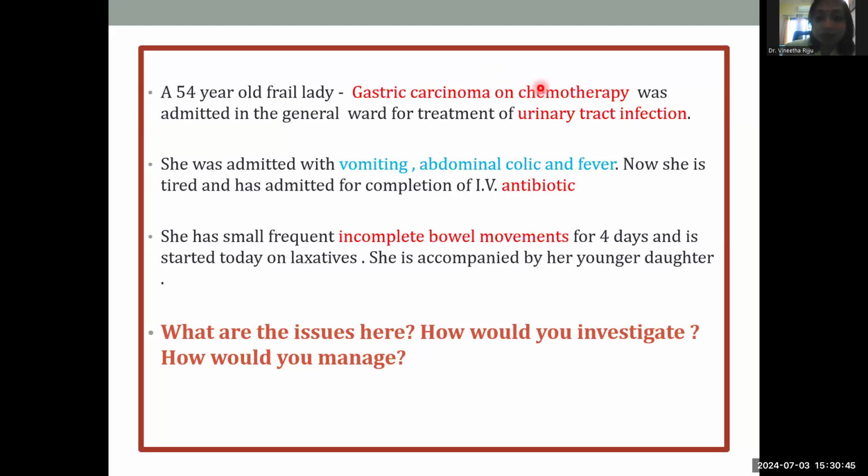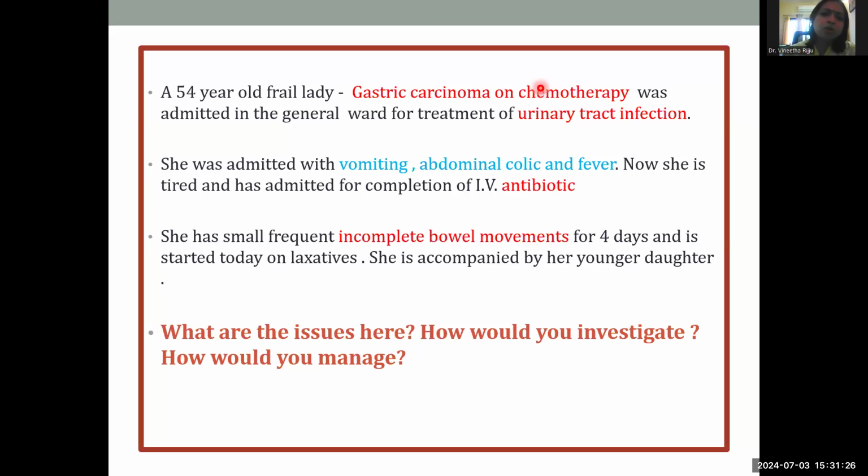Maybe because of the several drugs that she's put on. Okay, for her abdominal colic, what if she was put on hyoscine butyl bromide? So we do not know what could be. It could also be the anti-secretories, which have anticholinergic effects, causing constipation and things like that. So what are the issues here? I have highlighted them in red and blue. And how would you investigate? Okay, well, you can do a digital rectal examination to actually see if there is impacted fecal mass.